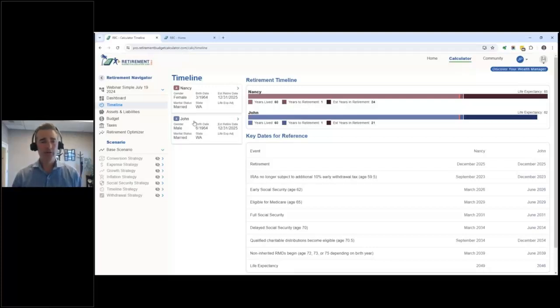And then, of course, information. We've got her husband, John, who's born in June 1964. Over here, you can see they're both 60 years old. They've got 1 year to retirement. And the estimated years in retirement, 21 and 24 years, 85 and 82 based on Social Security mortality tables.